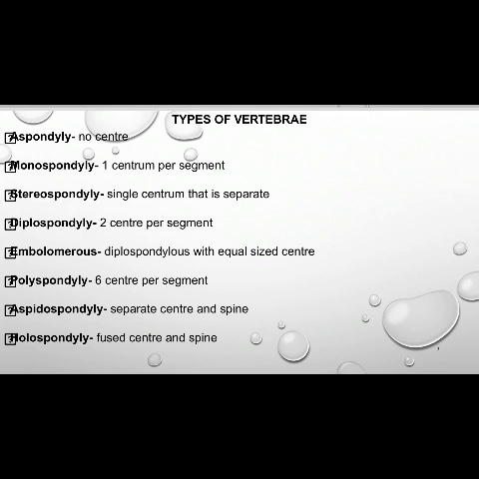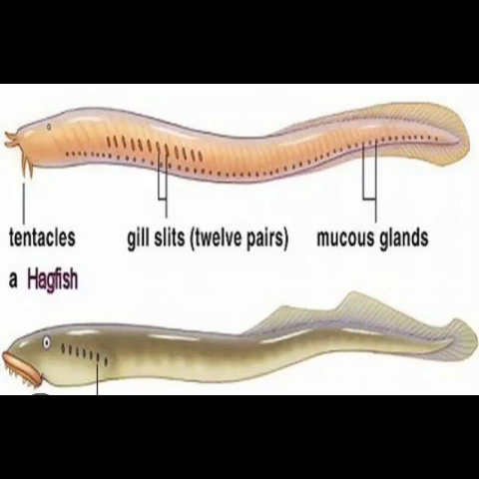What do you mean when you say a certain vertebrate is aspondylous? It means it has no centrum. When you look at the vertebra of such a vertebrate, there is no center part there. So we say it's aspondylous. An example is the hagfish, a vertebrate that falls into this category.